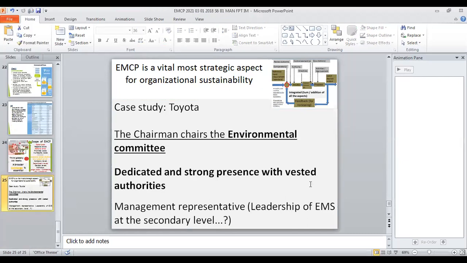EMS systems. The leadership should be there in presence, not the secondary levels. In some cases, you can see only the manager levels representing the EMS leadership on behalf of the top management, but that is not the way, because it makes the opportunities missed.